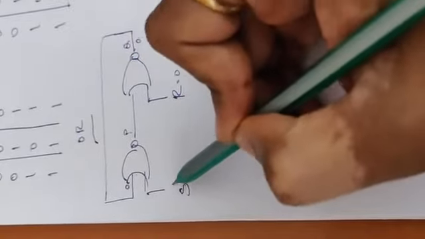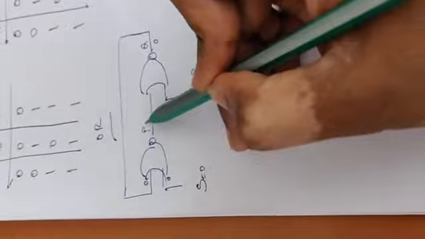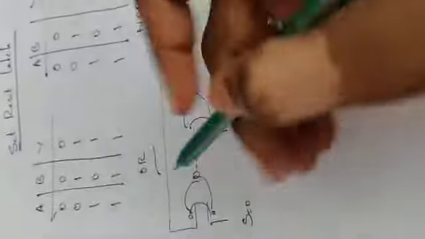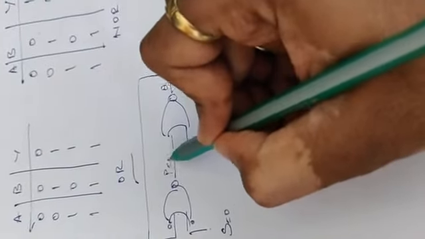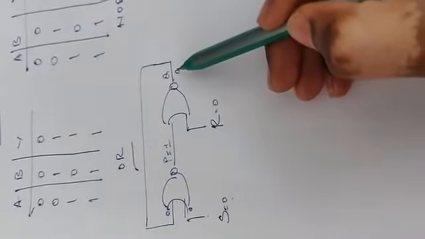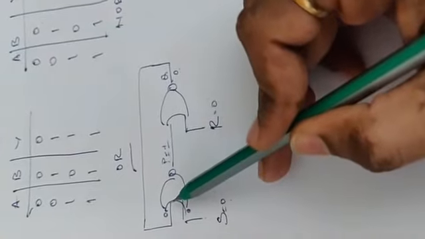So S is 0, and both inputs are 0 and 0. What is the output? What is P now? This is a NOR gate. If both are 0 and 0, the output is 1. So P will become 1. I have assumed Q is equal to 0, so I am just passing this output to the input of this NOR gate.